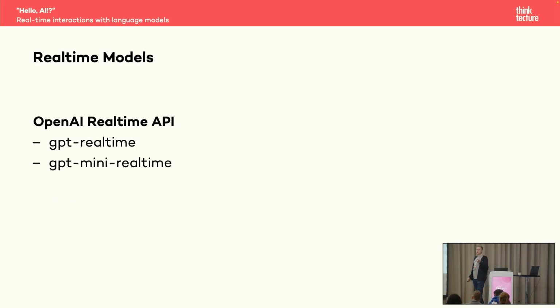There are two main models that currently come into question, at least from my perspective. There may be more, but those are the two that I worked with. There's the OpenAI Real-Time API, and they offer two real-time models. One is GPT Real-Time, the other one is GPT Mini Real-Time. It's a little bit cheaper than the other, but of course less powerful.